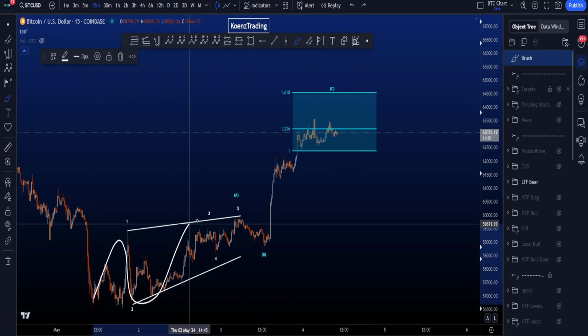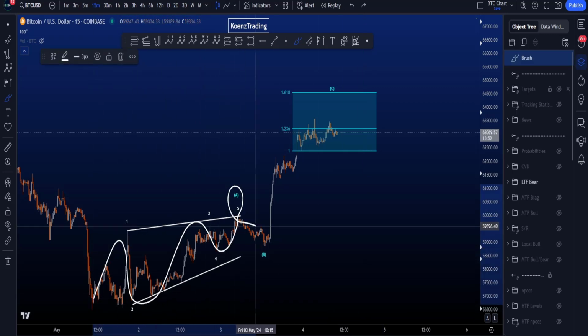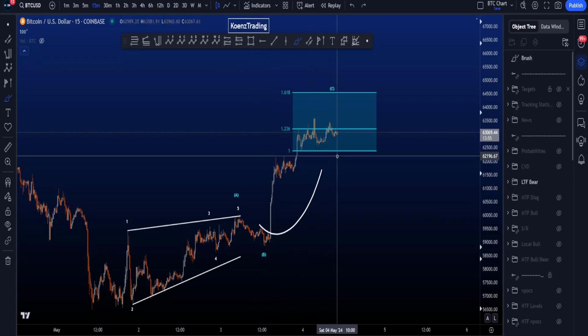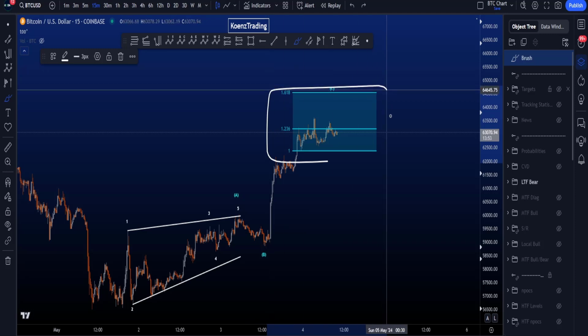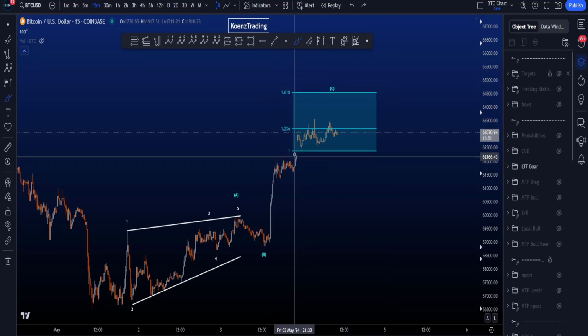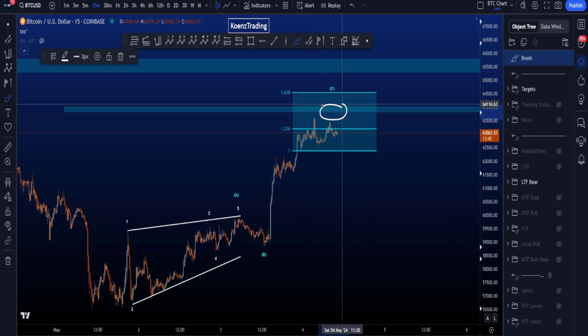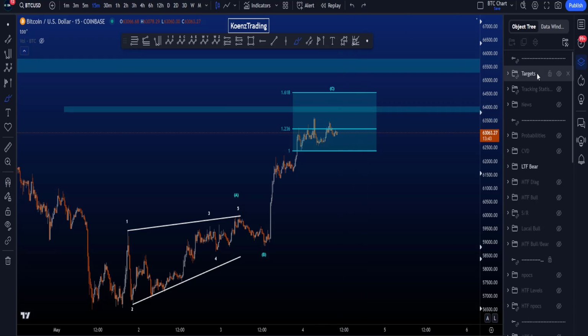So we have our wave 1, 2, 3, 4, 5 in a wave A. Here we have a wave B. Then we're looking for a wave C to the upside. Now, your most common target area for your wave C is the 1 to the 1.618 over here, which is 62.4k to 64.5k, includes this resistance area with the monthly naked point of control as well.